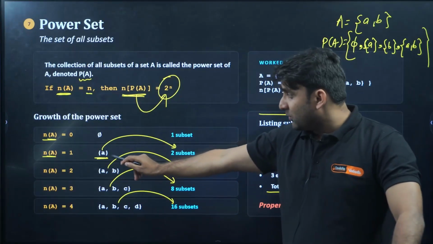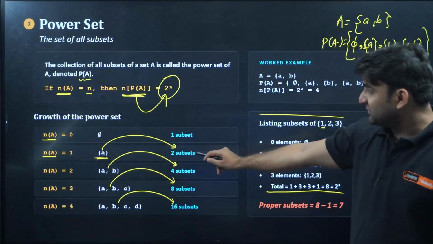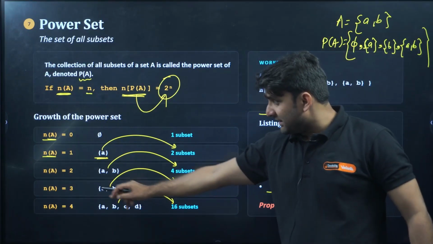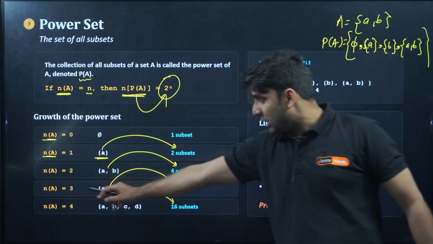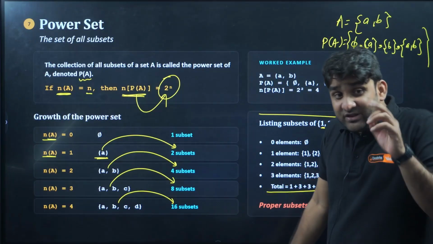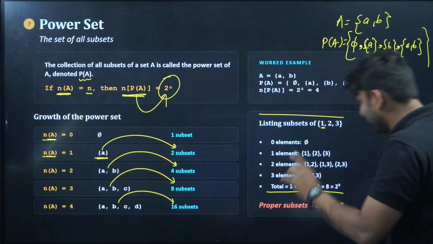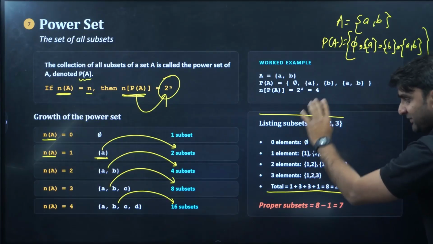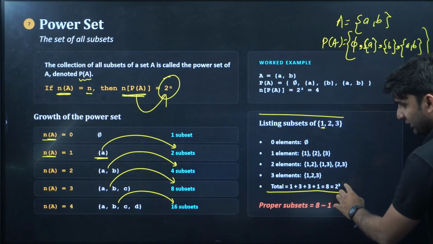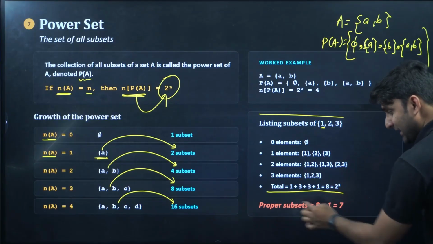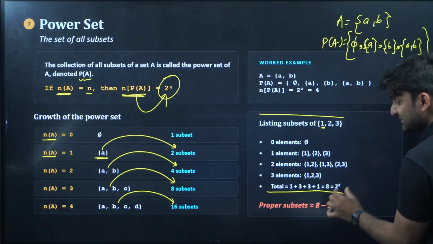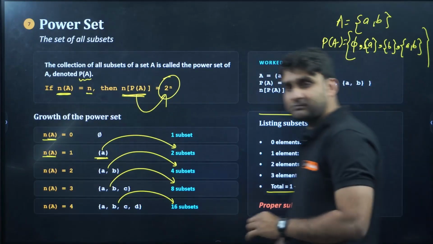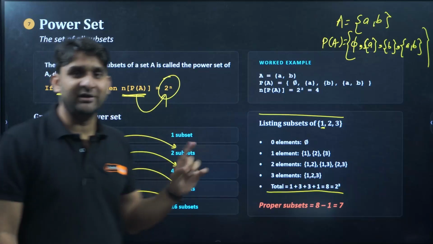When one element was there, how many subsets did we get? 2 subsets. If 3 elements were there in set A, how many subsets do we get? 8 subsets. So the number of subsets will be 2 to the power 3, which is 8, and 8 minus 1 will be 7. So 7 subsets will be there in proper subsets. Keep it in mind. This is really very important, guys.